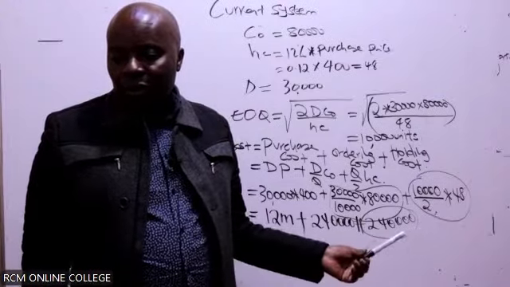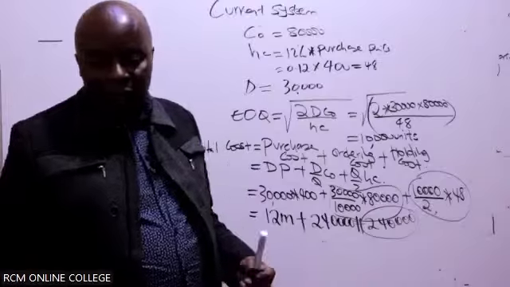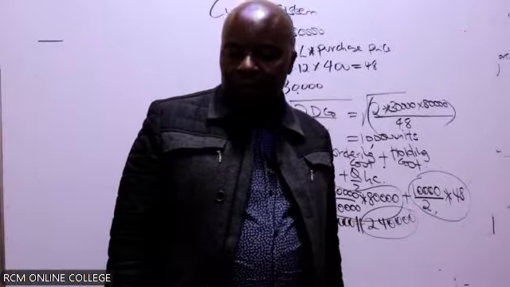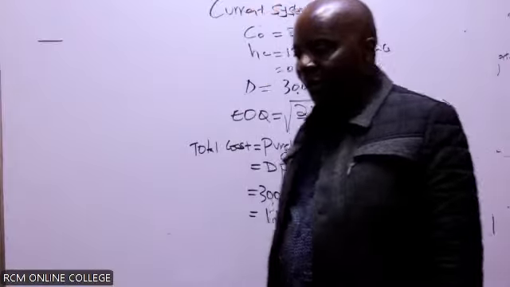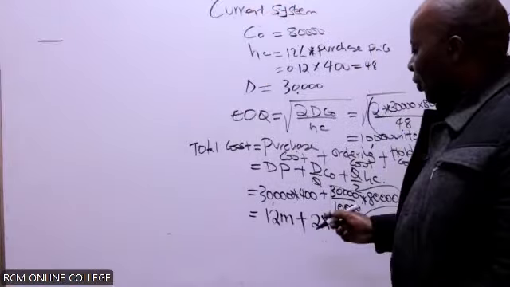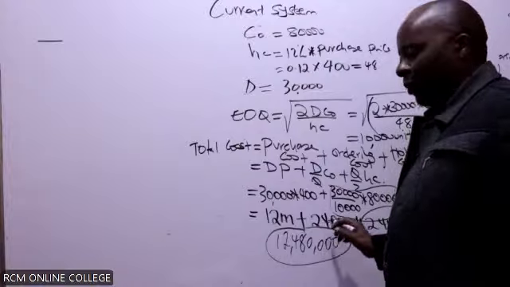So then are you able to give me the final answer now? 12 million plus 240,000 plus 240,000. What is the final answer, ladies and gentlemen? 12,480,000. Yeah, so this figure you should be able to remember it, eh? This figure we shall be able to remember it.